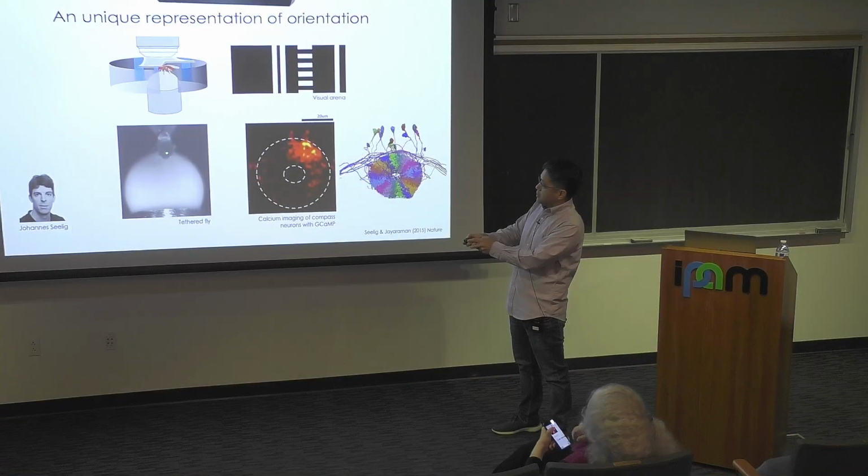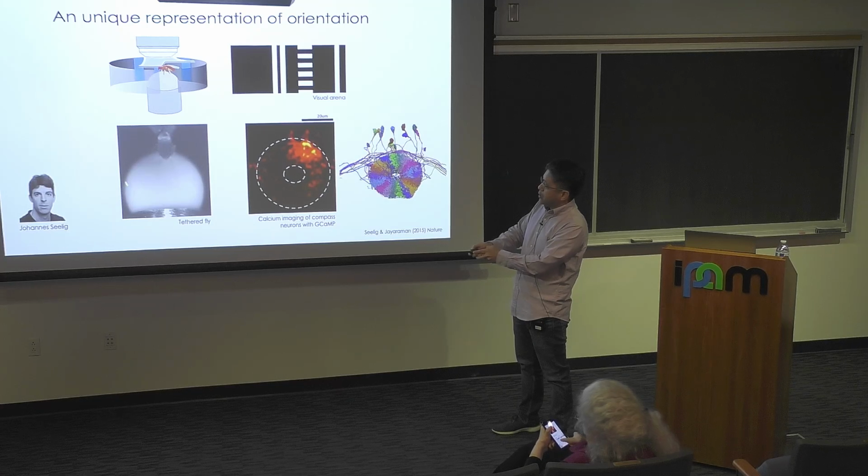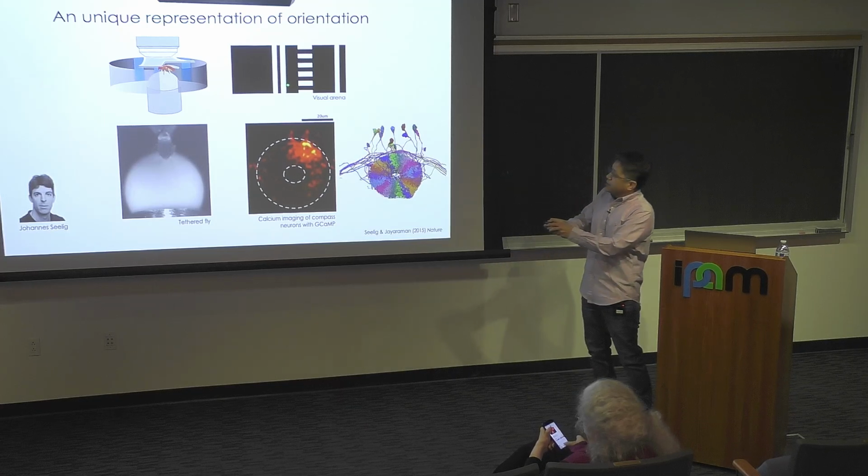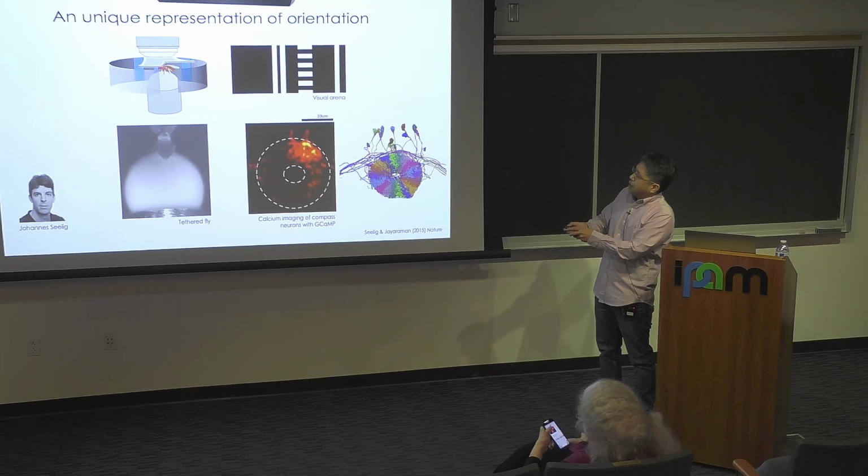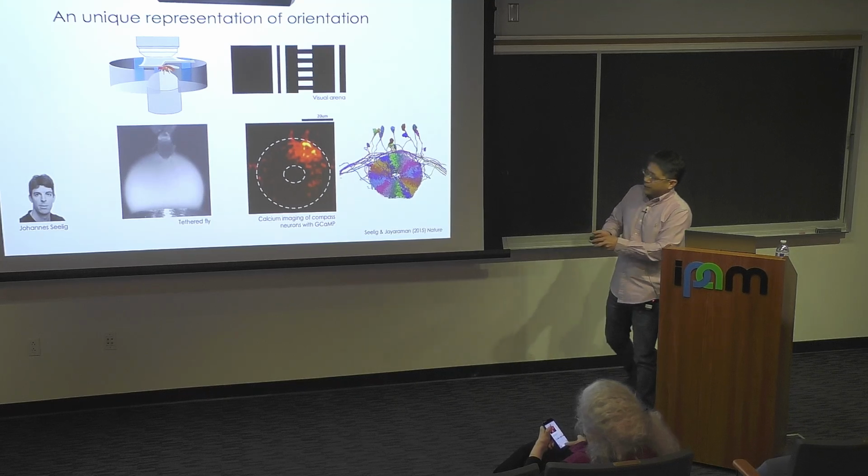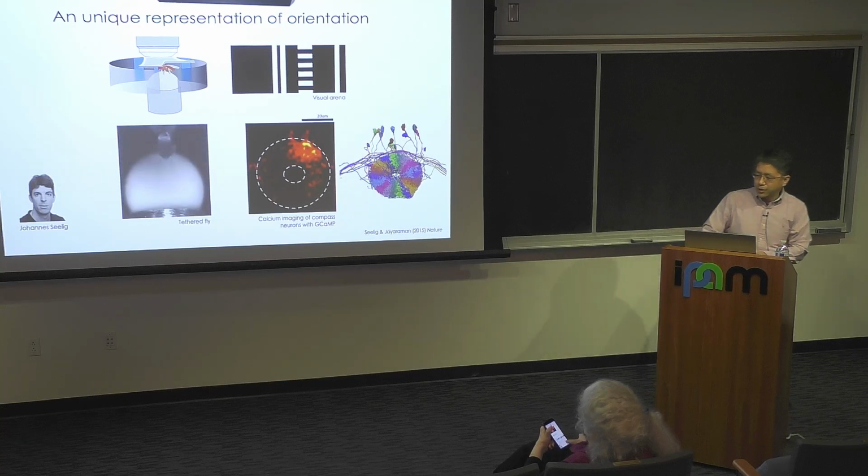a view from behind the fly. This is the abdomen of the fly, this is the thorax, and this small structure is the fly holder, and the fly is walking on an air cushioned ball. And this is the visual scene projected on the LED arena, okay? And let's see what happens.